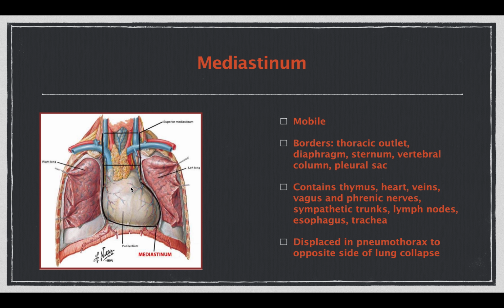And due to a pneumothorax, it's going to be displaced to the opposite side of the collapsed lung. So if the right lung is collapsed, it's going to be displaced toward the left lung.